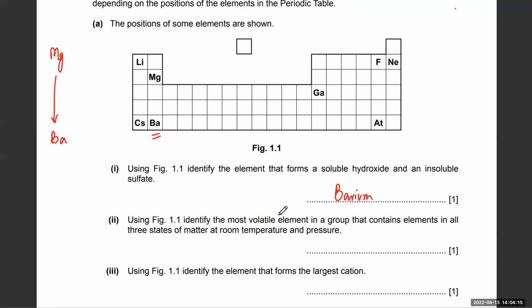Here, identify the most volatile element in a group that contains elements in all 3 states of matter. So in all 3 states, you have group 17. Fluorine is a gas, chlorine is also a gas, Br2 is a red-brown liquid, and iodine is a solid. So which group has all 3 states?